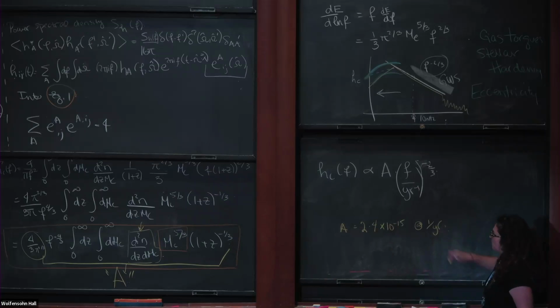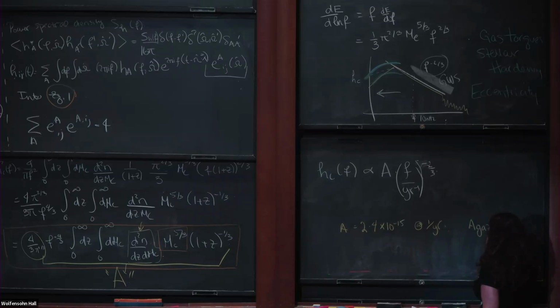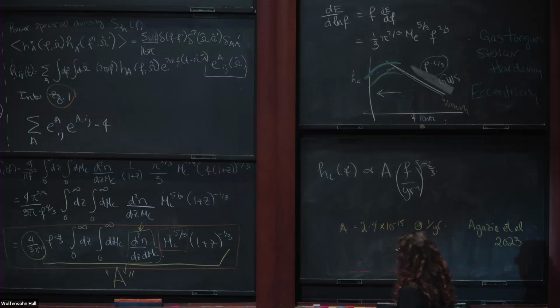So we measured this amplitude is 2.4 times 10 to the minus 15 at a reference frequency of 1 per year. And this was the big NANOGrav result that was in the New York Times, all over the place. In 2023, we had a big press conference at the National Science Foundation, but we found evidence for this gravitational wave background with this amplitude of 2.4 times 10 to the minus 15.